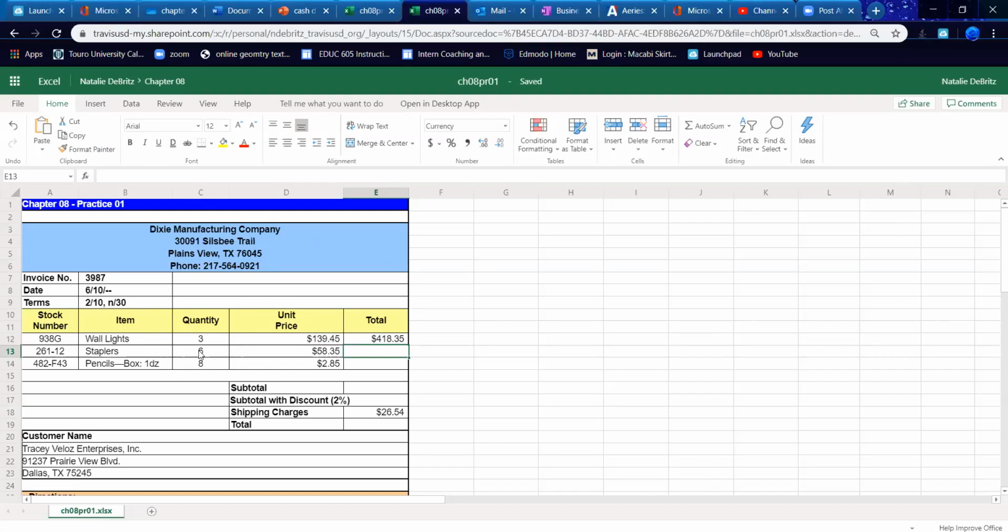Then they're going to buy 6 staplers at $58 a piece. So that's equal to the quantity times the unit price. And they spent $350 on staplers. And then we did pencil boxes. There's 8 pencil boxes at $285 a piece. So their total for pencil boxes would be equal to the quantity times the unit price. So those are all the totals. To get the subtotal, you add all the totals up.